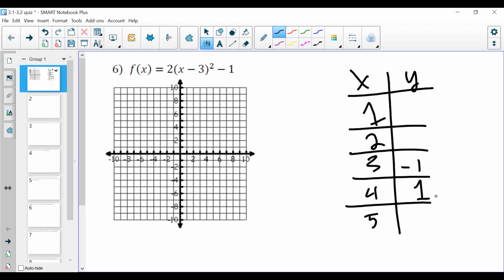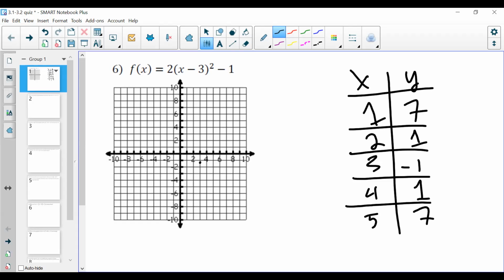Okay, it's good that it's easy. All right, I put in 4 for x. When I put in 4 for x, y is 1, and this is a reflection of 2, so that's also 1. I put in 5 for x. I get 5 minus 3 is 2. 2 squared is 4. 2 times 4 is 8. 8 minus 1 is 7. And that's a reflection of 1, so you get 7 as well. So that's the reason why you choose points that are equidistant from the vertex, so that you don't have to solve 4 different equations, just usually 2.